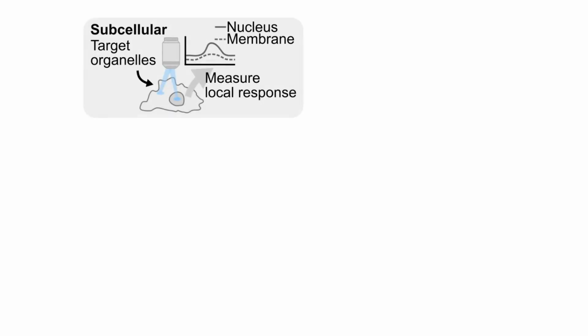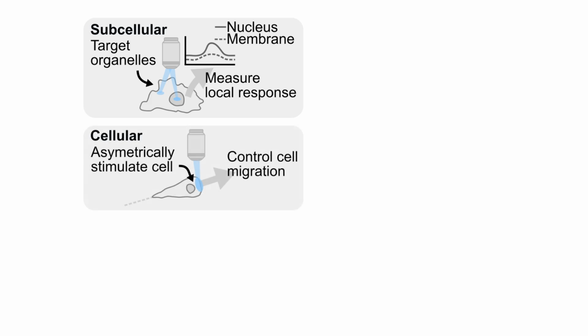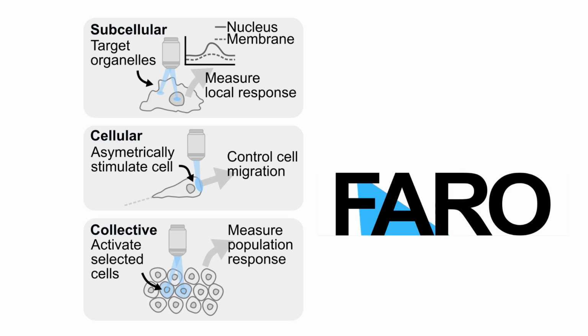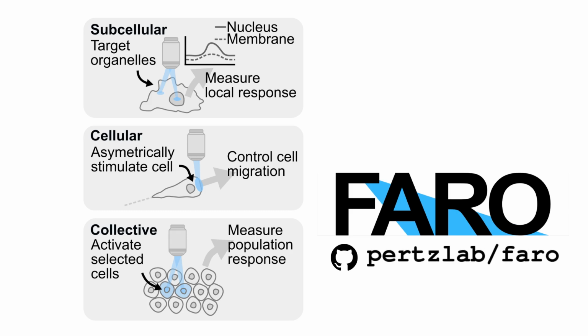From subcellular cytoskeletal dynamics to single-cell migration and even collective tissue behavior, FARO provides a unified platform for automated optogenetic perturbations across biological scales. All code is open source and available on GitHub. We invite you to try it and adapt it to automate your own experiments.